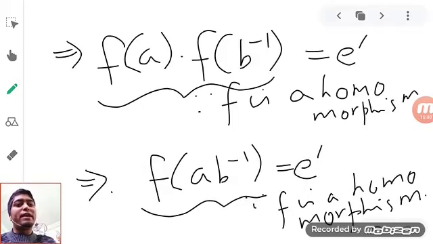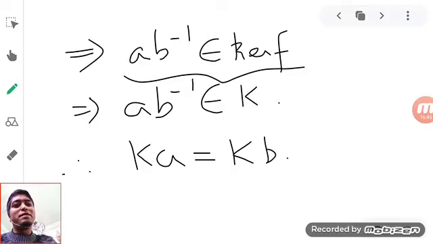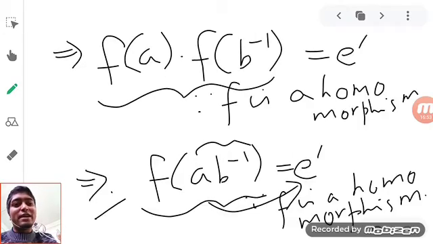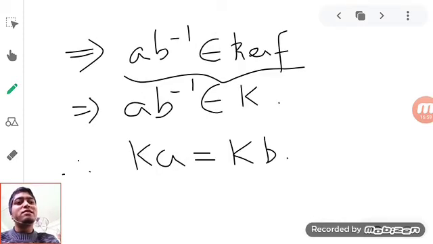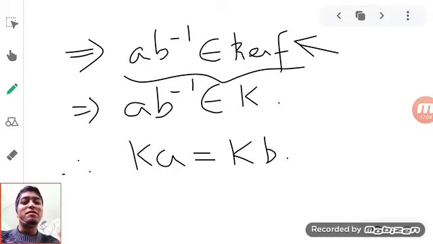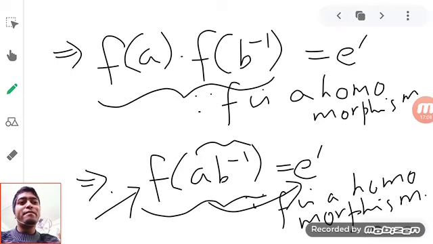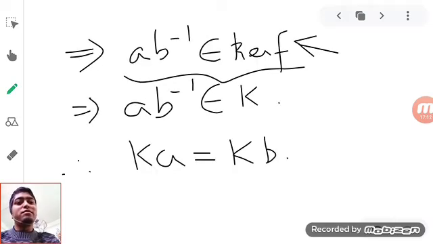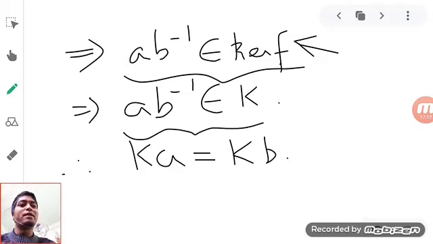So how do we get this stage? This element is sent to the identity, so this element will belong to the kernel. Any element that is sent to the identity will be in the kernel. It is sent by f, right? It is sent by the function f to the identity, so that's why it will be kernel f. If it is sent by some other function phi or g or whatever, then it will be the kernel of that function. But over here, because it is sent by f, it will belong to kernel f. So kernel f, it was denoted by K, so therefore we have Ka equal Kb. So we have done one-one.